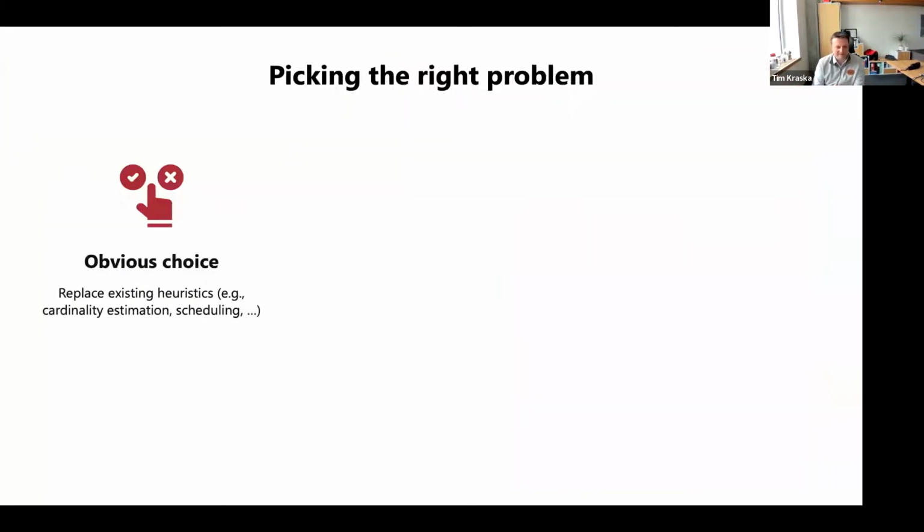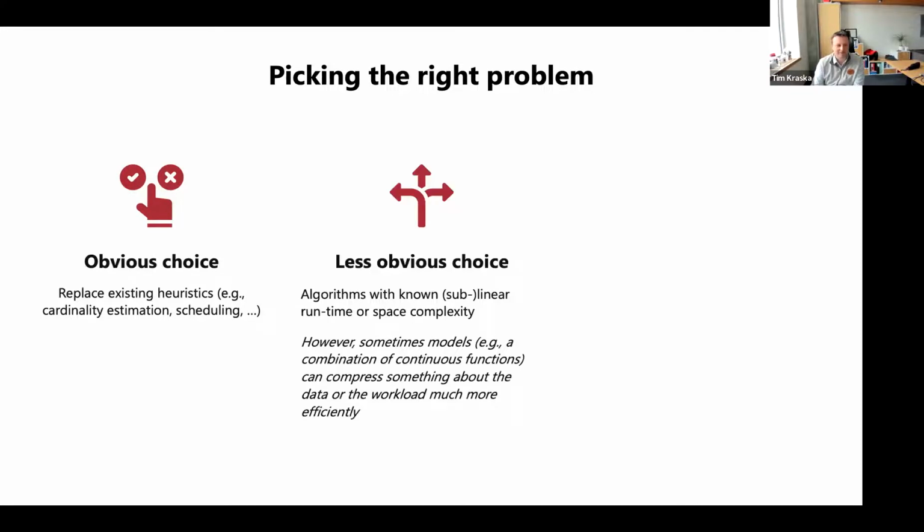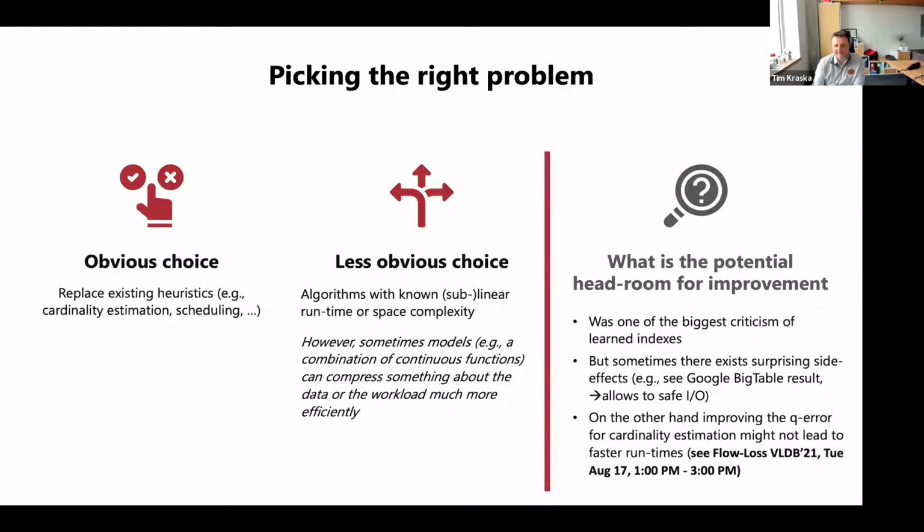Regarding picking topics, I always say there are the obvious choices. If you have a heuristic already in your system, probably the heuristic is not always the best choice, so you can just figure out a way to learn it. But then there are also less obvious choices where you already have a solution which is known to be sublinear in runtime or space complexity. Indexing, for example, with log n used to be pretty good, but still under certain conditions, it turns out that there might be surprising results and possibilities there.